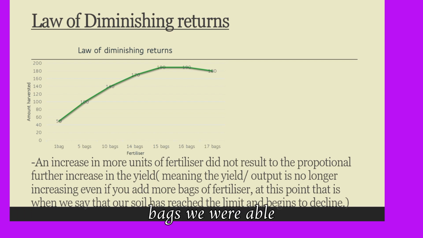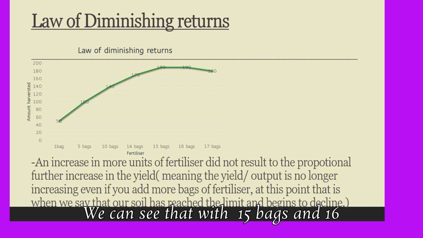Then with 14 bags, we were able to harvest 170 kg of maize. Then with 15 bags of fertilizer, we're able to harvest 190 kg of maize. Then with 16, we're able to harvest 190. So we see, okay, this is stable. We can see already 15 bags and 16 bags, they are the same.